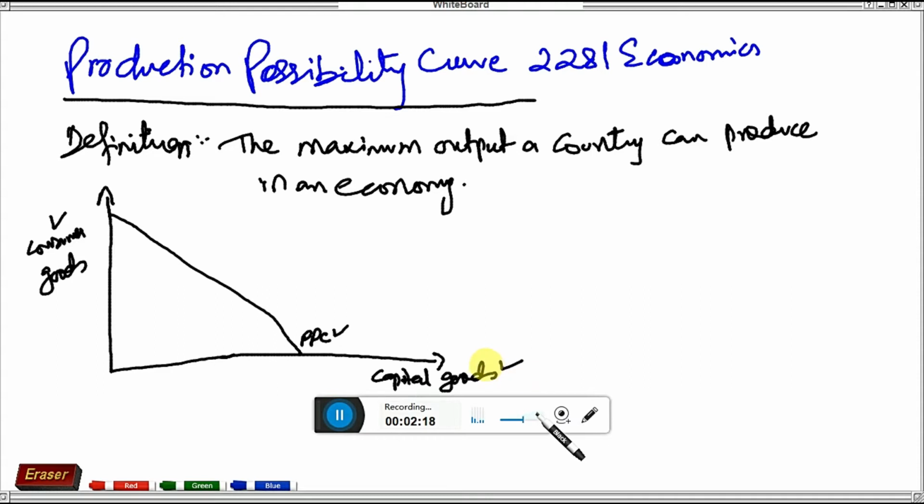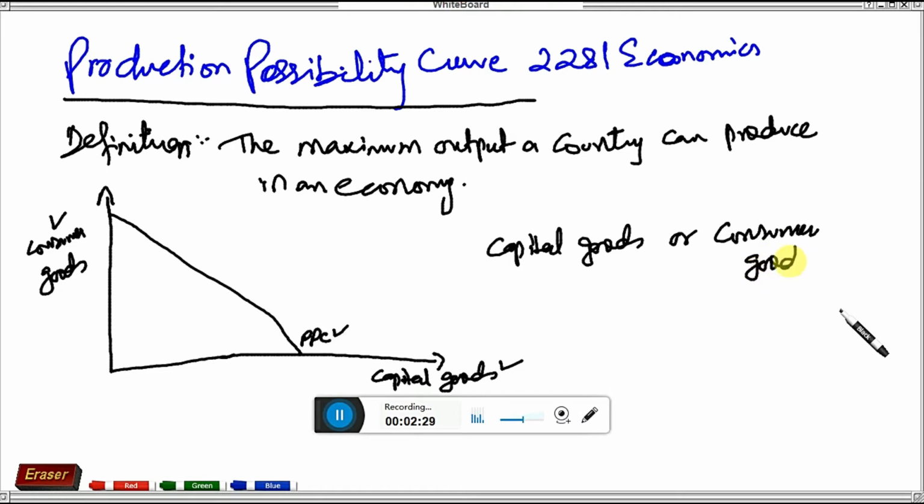If I talk about whether we should go for capital goods or consumer goods, a student may ask, sir, why can we not produce both? We learned in an earlier topic a term called opportunity cost. Opportunity cost is the next best alternative which we have to give up in order to produce something.